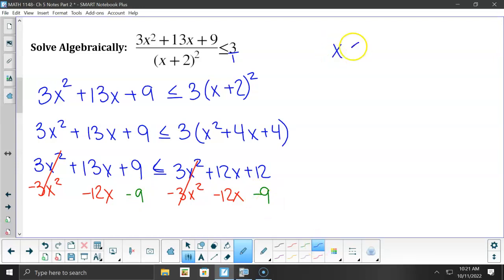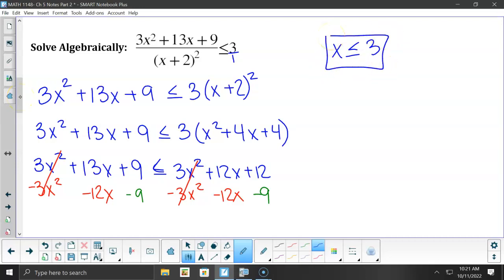x is less than or equal to 3. Ta-da! We're done. You're like, what monstrosity did you just do, lady? So when I move the 3x squared over, those canceled. That's nice. Move the 12, and I'm left with 13 minus 12, and that just gives me a single x. But because I need the numbers all on the same side, I moved the 9 to the right, and this is what I'm left with.